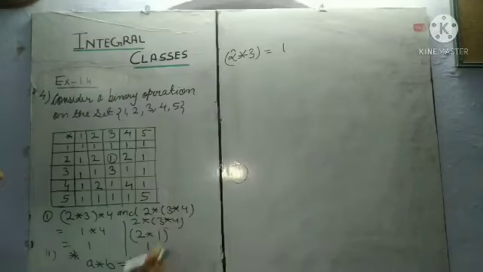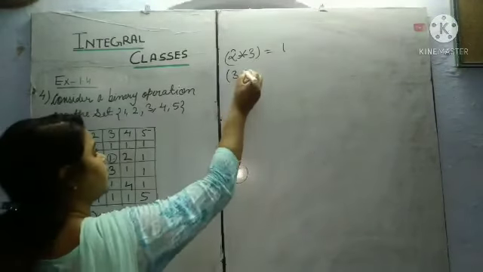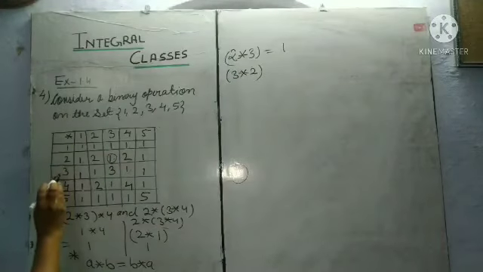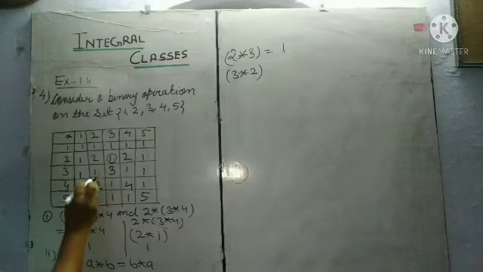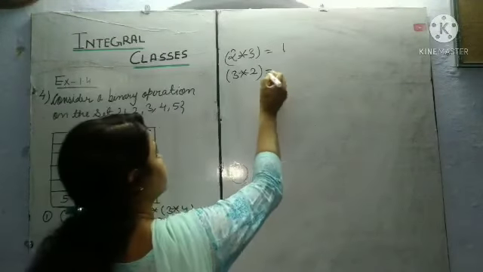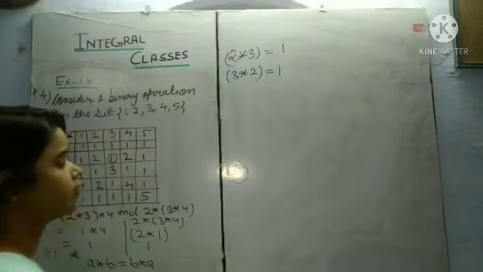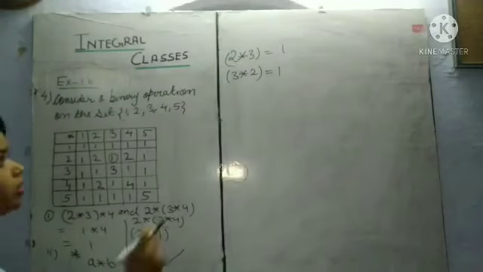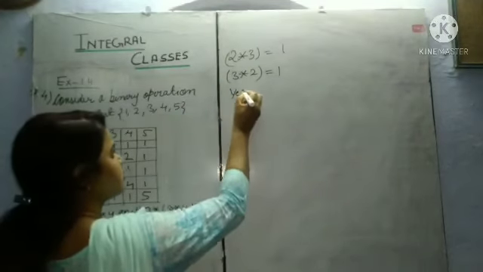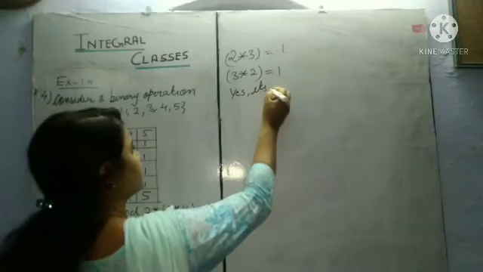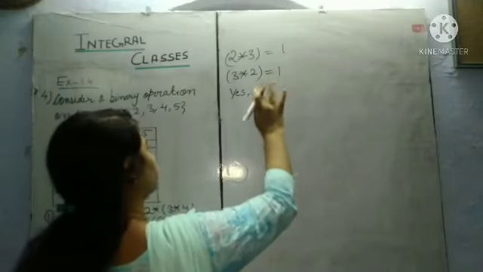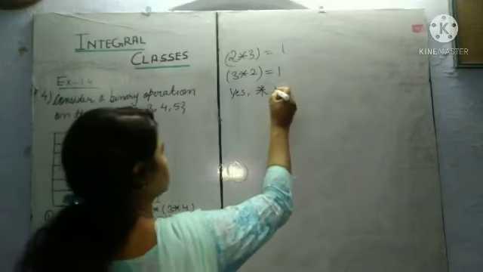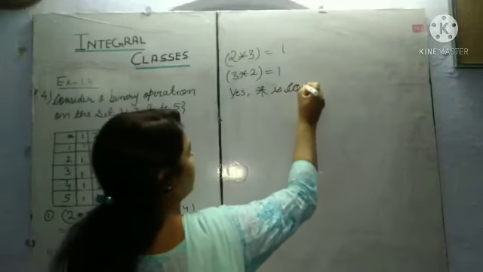Now on the other side we will find 3 star 2. From the third row, which column do we go to? The second column. So 3 star 2 is also 1. As we observe, left-hand side equals right-hand side, it means it follows commutativity. So yes, it means this symbol star is commutative.